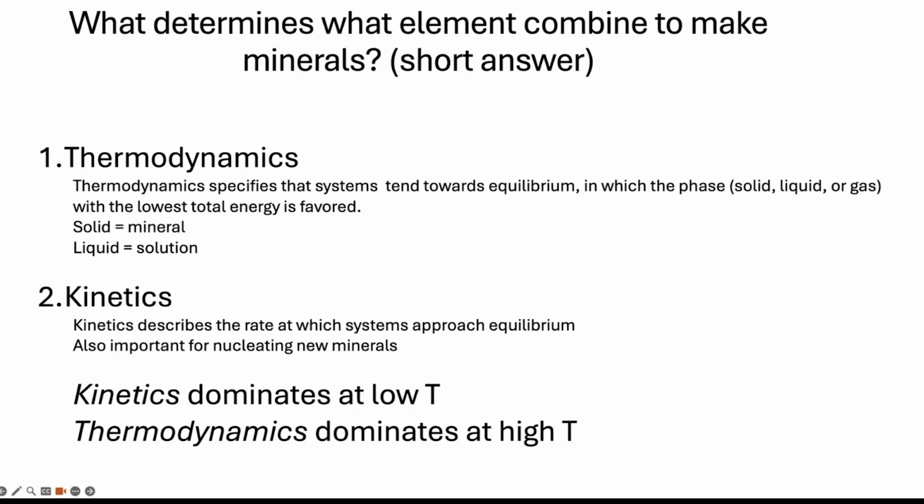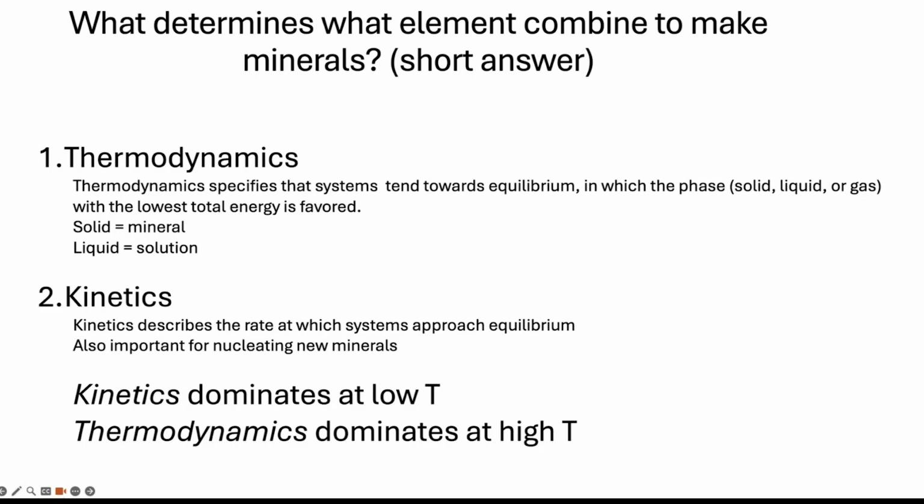And then the other thing that determines it is kinetics. Kinetics is sort of the Rodney Dangerfield of chemistry because everybody is eager to calculate thermodynamic equilibrium, but kinetics really plays a big role because it determines the rates at which systems approach equilibrium. This is also important for nucleating new minerals. Some minerals are hard to nucleate, so when you nucleate one, these minerals tend to grow to very large size. In other cases, it's very easy to nucleate new minerals, in which case you've got lots of very small minerals.